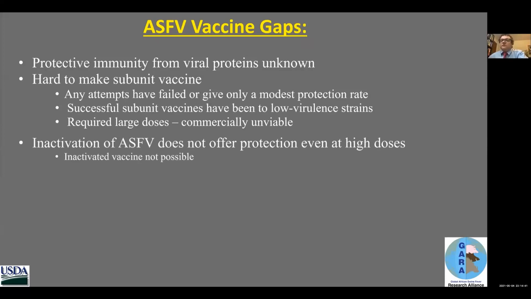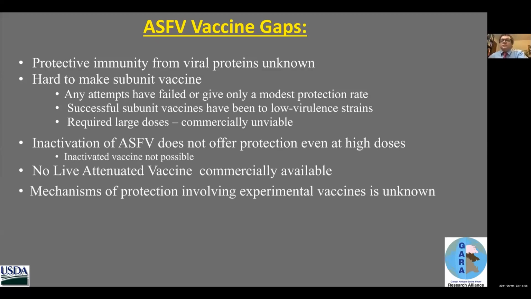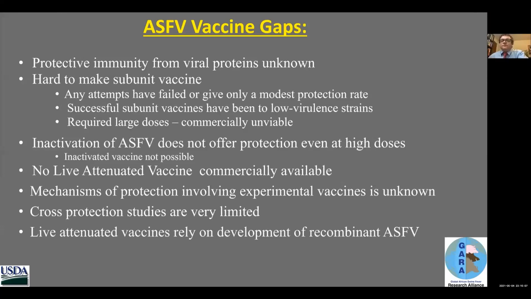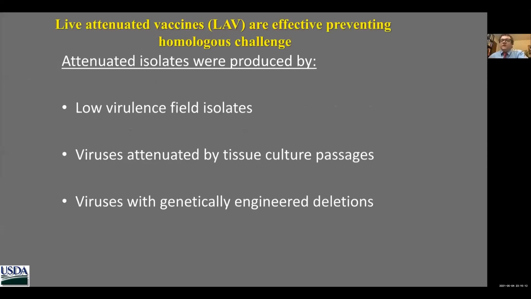Inactivation of ASF does not offer protection even at high doses. This means that an inactivated vaccine is just not possible, and this has been known for quite a number of years. There's no live attenuated vaccine commercially available. The mechanisms of protection involved in experimental vaccines are unknown. The cross-protection studies between different strains of ASF have been very limited. And live attenuated vaccines are aligned with the development of recombinant ASF, which is a very time-consuming process.